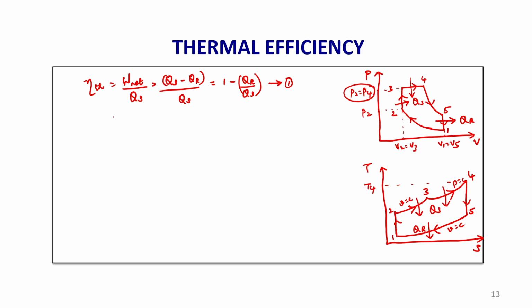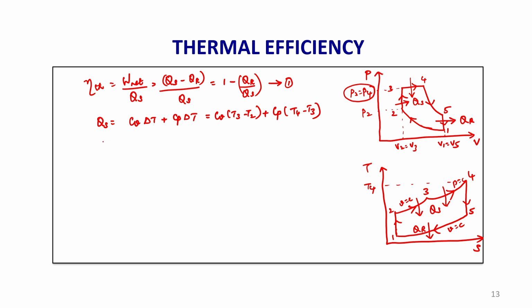Let us substitute the value of QS and QR. QS is, as we know, heat is added in two processes. One is 2 to 3 and another one is 3 to 4. 2 to 3 is constant volume. So, Cv into delta T plus heat is also added at constant pressure, Cp into delta T. So, this is nothing but Cv into delta T, constant volume is 2 to 3, so T3 minus T2, plus constant pressure is 3 to 4, so Cp into T4 minus T3. So, this is constant volume process and this is constant pressure. This is the heat addition.